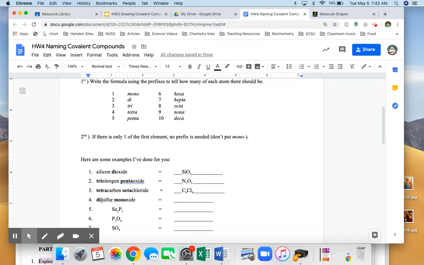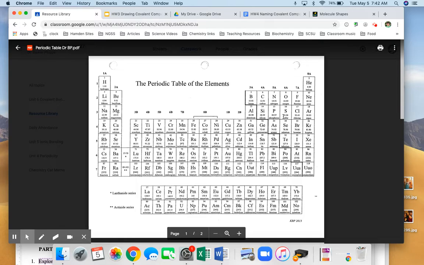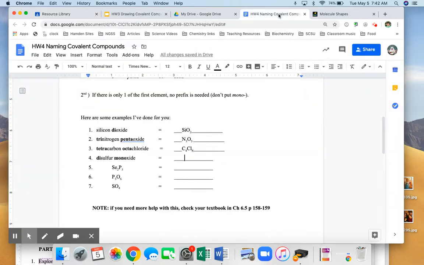And then finally, disulfur monoxide, right? Just like carbon monoxide. Disulfur. Sulfur is S. So S2O. There's only one monoxide, so I don't need to put the 1. You can put a 1 if you want, but you don't have to. Remember to make that subscript small. All right, that was forward, taking the name and finding the formula.